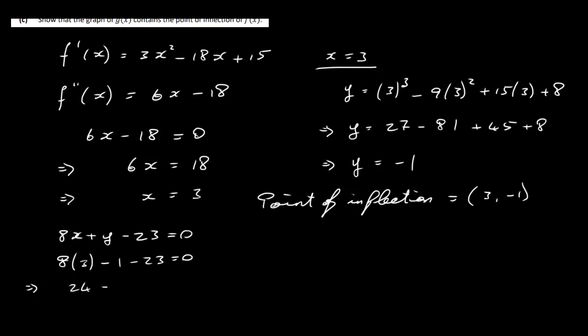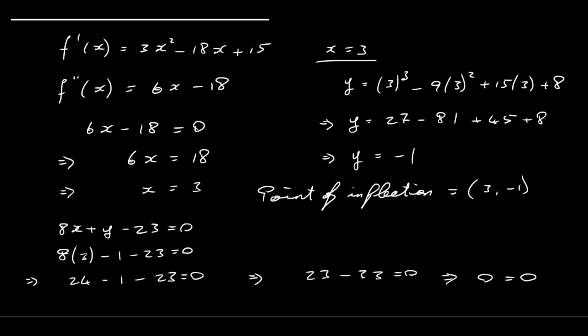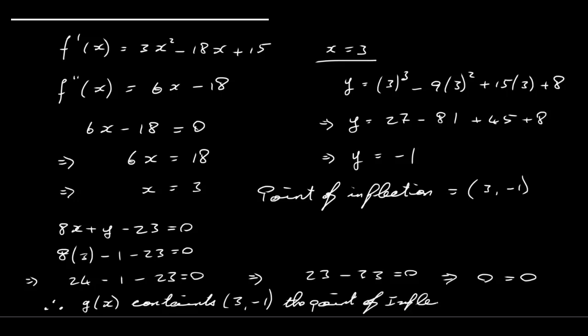That'll give us 3 eighths, 24, minus 1, minus 23 equal to 0. And I'll just come over here because I'm running out of room. So 24 minus 1 is 23. Minus 23 equal to 0. So that will give us 0 is equal to 0. So therefore, I can put it down here just at the end. Therefore, g of x contains 3, minus 1, the point of inflection of f of x. And that's it for this question.